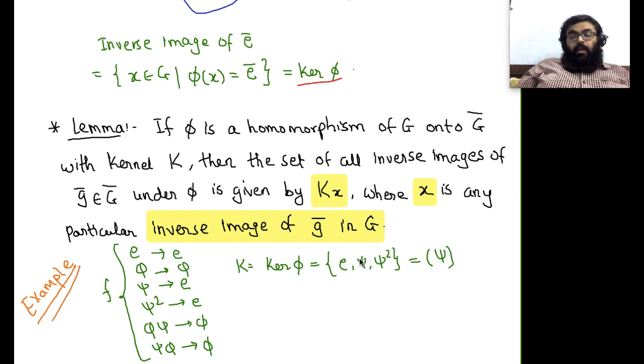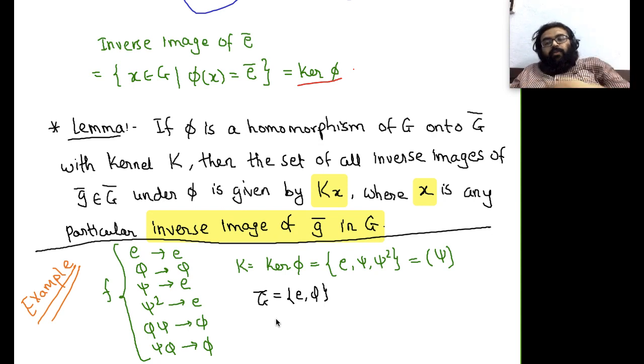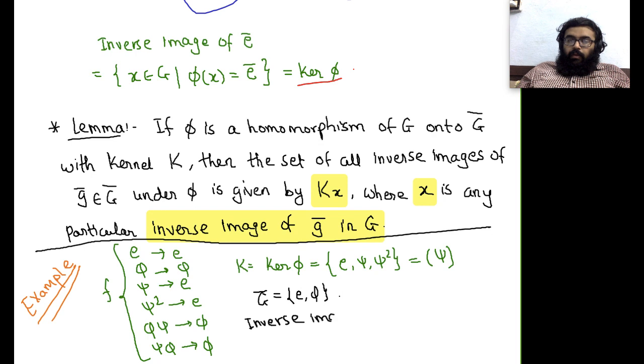So K we know. Now we want to find the inverse image of what is G bar here. G bar has only two elements, e and phi. The inverse image of e is the kernel, that is K. So we want to find the inverse image of phi. The example is clear, but how do we find it using K? So what is the inverse image of phi? Let us find one inverse image of phi.